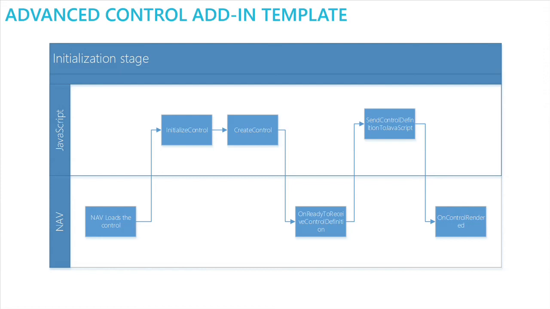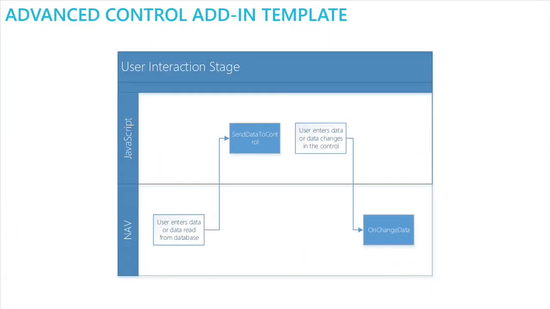This happens in NAV. So NAV has essentially a chance to supply HTML and CSS. And if it wants to supply something at this stage, it calls the send control definition to JavaScript, and it sends the HTML and the CSS. Okay? So at that stage, this send control definition puts whatever you pass into it directly into that page. And then it calls the onControl rendered. It tells your CAL, okay, now I've done my job, now you're ready to talk to me. That's the initialization stage.